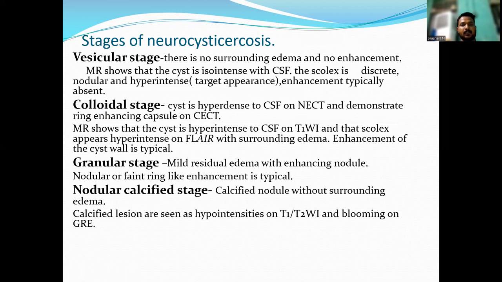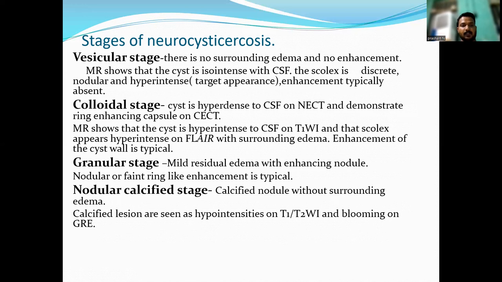The stages of neurocysticercosis: there are four stages. First, the vesicular stage, a developmental stage, where there is no surrounding edema and no enhancement. MR shows the cyst isointense to CSF, and the scolex is discrete and nodular hyperintense, which appears as a target sign or target lesion. The enhancement is typically absent.